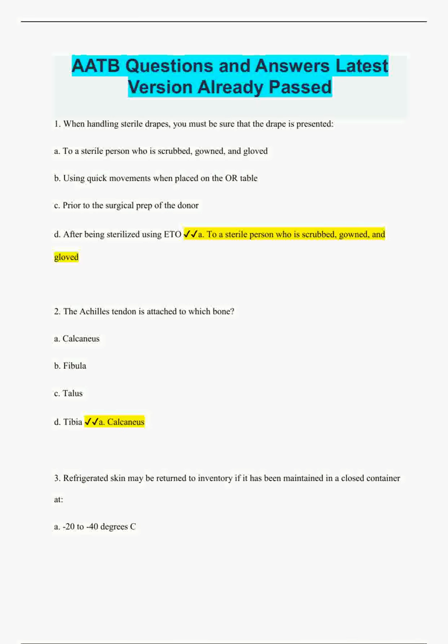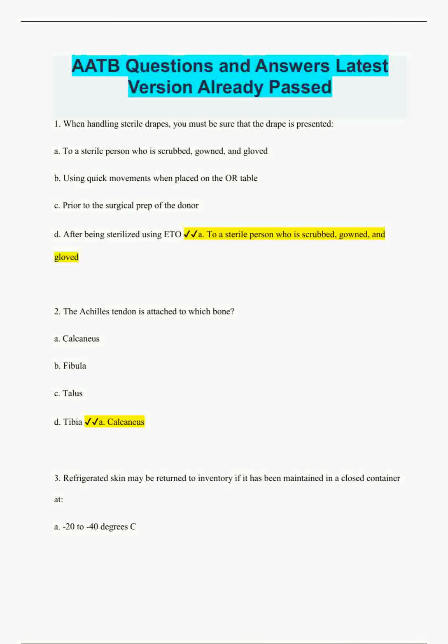Version already passed. 1. When handling sterile drapes, you must be sure that the drape is presented: A. To a sterile person who is scrubbed, gowned, and gloved. B. Using quick movements when placed on your table. C. Prior to the surgical prep of the donor. D. After being sterilized using ETO to a sterile person who is scrubbed, gowned, and gloved.